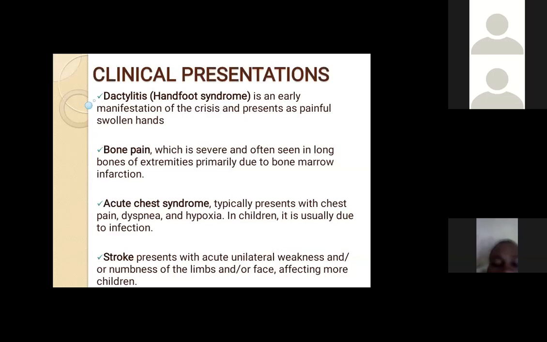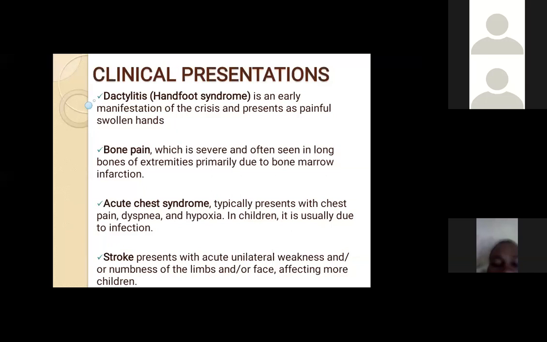Also, you have the bone pain. In this case, since the bone also has blood vessels, and due to the vaso-occlusive crisis, there's obstruction, and so blood does not reach the bone, and there's bone marrow infarction. You also have the acute chest syndrome, which is almost similar to it. You cannot really clearly differentiate it from pneumonia. So in case the patient comes in with hypoxia and dyspnea, there's a need to do an investigation, especially in a young child whose hemoglobin status is unknown, you should request for a test, because it cannot really be distinguished.